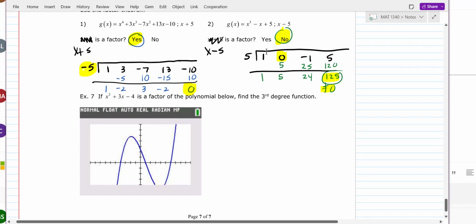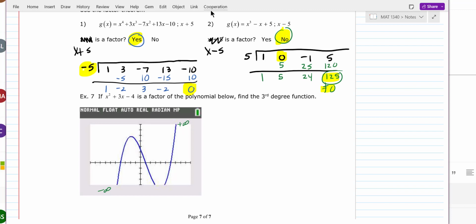Okay, on this last problem, we have a graph of a polynomial, and this is a third-degree polynomial. I'm telling you that. You kind of see that it has the type of end behavior we would expect for a third-degree polynomial with a positive leading coefficient. So what I'm telling you is that this is a factor of this given polynomial. Okay, so what we need to do is do this.